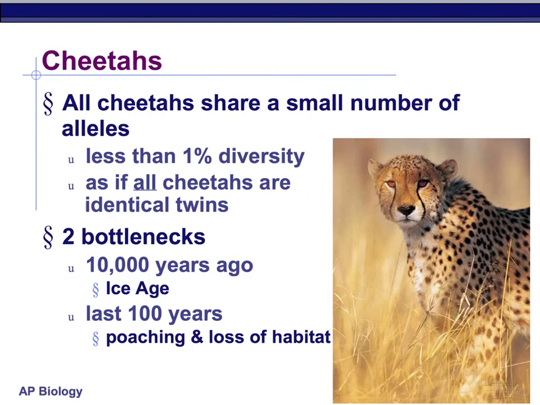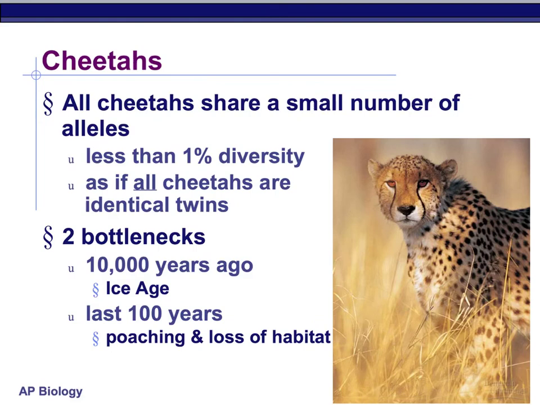A good example of an organism that's gone through bottleneck effect several times over actually is the cheetah. You can think of it as all of the cheetahs in existence today are kind of like identical twins. There is less than 1% diversity. They're all pretty much genetically the same organism. So it means that anything that affects one is going to affect the entire population in almost the same way.